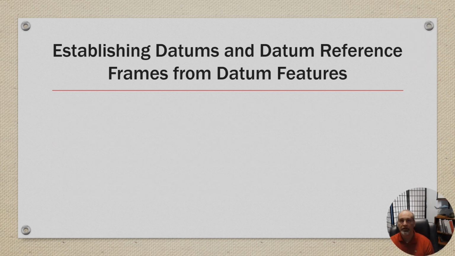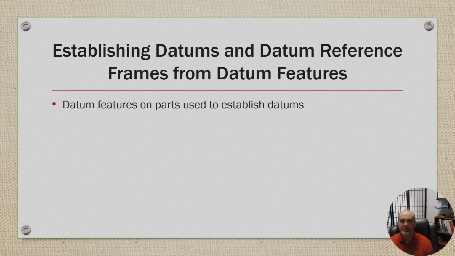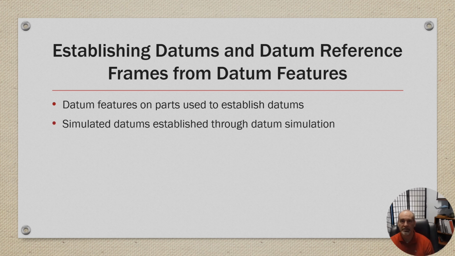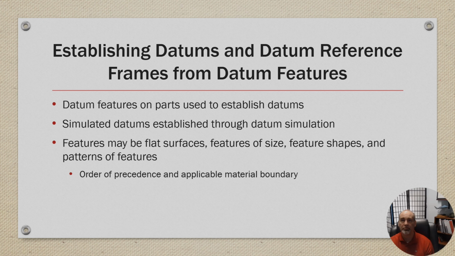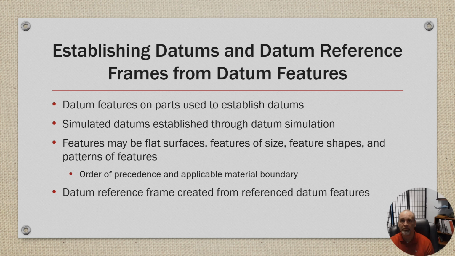Okay, we're going to establish datums and datum reference frames from datum features. Datum features are on the part, and we use the established datums. Simulated datums are established through datum simulation, with contact with something other than the part itself. Features may be flat surfaces, features of size, features of shape, and patterns of features. The order of precedence and applicable material boundary matter in the datum reference frame created from the referenced datum features.